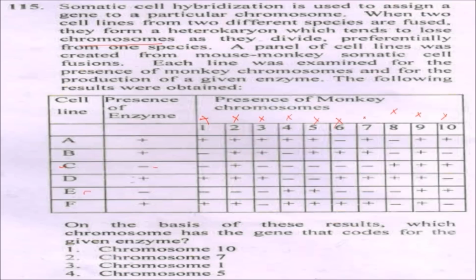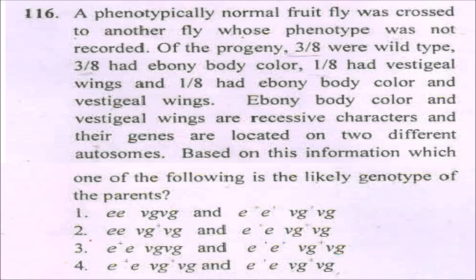The only option left is chromosome 7, as it is present in cell lines A, B, D and F, and this is the only chromosome which is responsible for the presence of the enzyme. So the answer will be number 2.